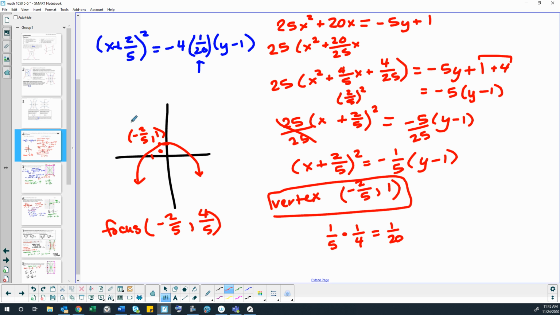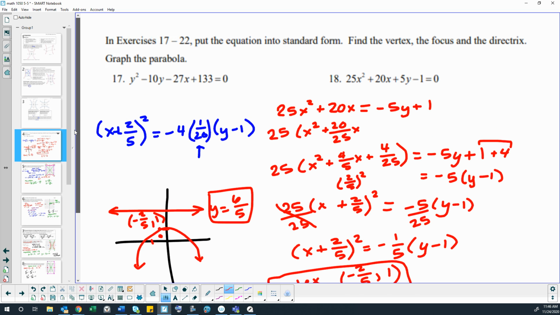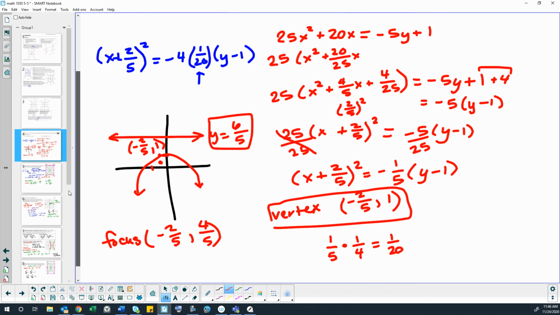So there's our focus. And then the directrix, I know that this graph is completely wonky. The directrix is the other side of the vertex, so that would be at y equals 6/5 because we're adding 1/5 to it. So there's our directrix, and there's sort of a graph. I guess if we wanted to, we could figure out the endpoints of the latus rectum, but it doesn't ask for that, so let's not, because these are ugly numbers. I think we're good.